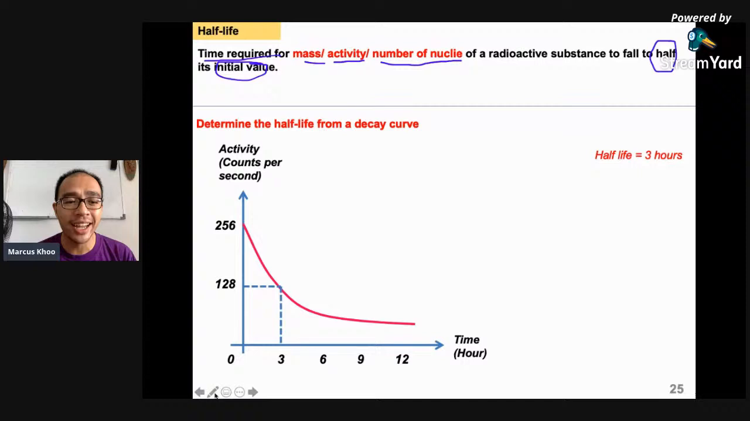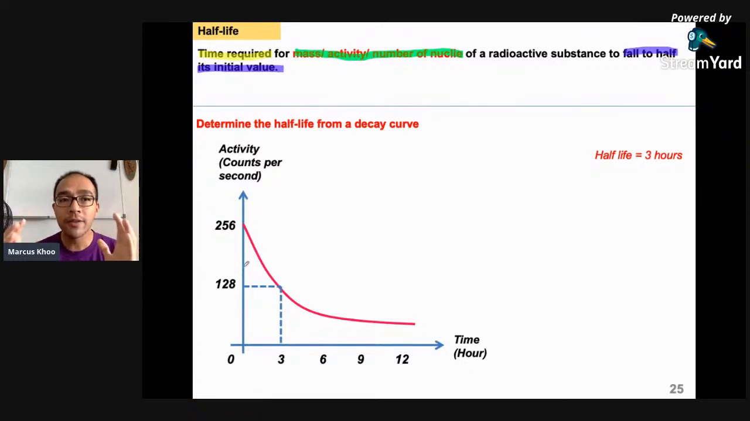So I'm going to erase everything and remind you once again. Since all these lines are not very helpful, I'm going to highlight it in different colors. The first one is time required. The second thing that I will elaborate on is the mass, activity, and number of nuclei. The third one is fall to half of its initial value. These are the three main keywords that we need to talk about when we talk about half-life. Half-life is the amount of time for either one of these, either the mass.